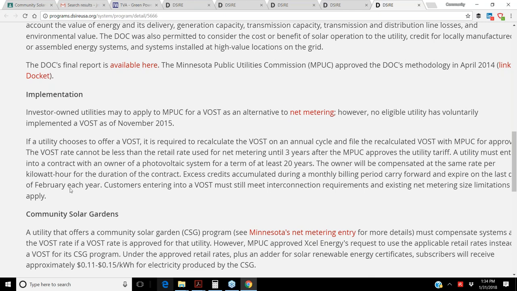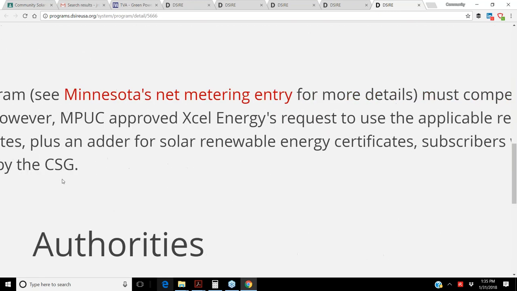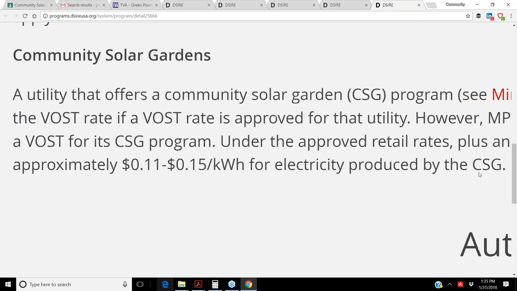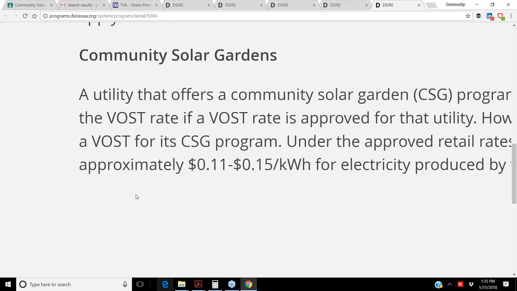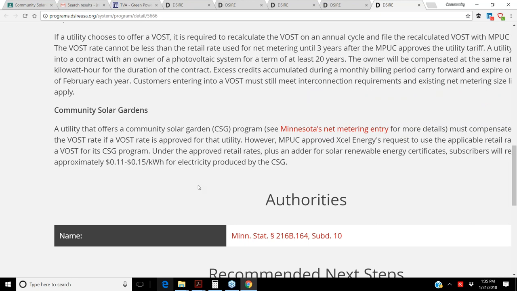So if you're a utility and you opted into this value of solar tariff, it says under approved retail rates plus the adder, the subscribers will receive 11 to 15 cents a kilowatt hour for the electricity produced by the garden. And so what they have is a feed-in rate that the utility must purchase the electricity at in order to get out of net metering. And the idea is that this rate is higher today, but it might be lower tomorrow, but it's not a very popular program.